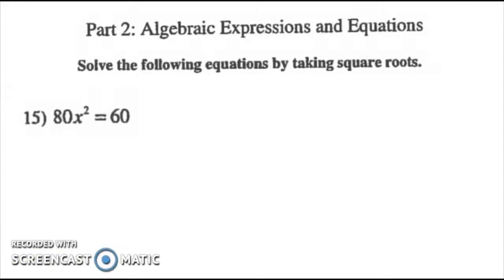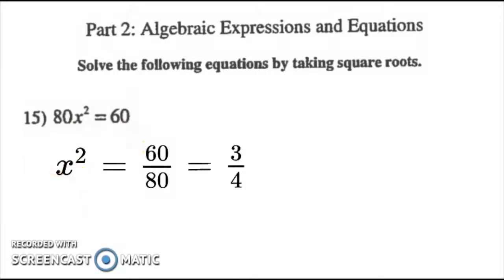Number 15, we've got to divide both sides by 80 first. So we'll get x squared equals 60 over 80. Simplify 60 over 80, we get 3/4. And to get x from x squared, we've got to take the square root of that.